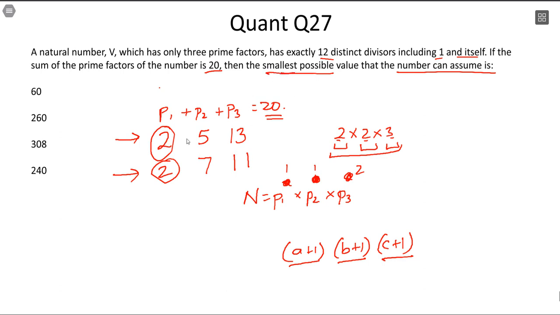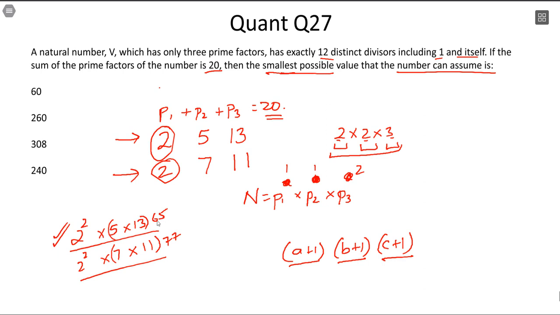Because you want the smallest possible number, you would give power 2 to this smallest number here, 2 only. So you would either have the number as 2 square into 5 into 13 or as 2 square into 7 into 11. Now the next step you have to see which of the two numbers is smaller. See, 2 square is common, 7 into 11, this portion is 77 here, this portion is 65 here, therefore this should be the answer. 65 into 4 is 260, so answer is option 2.